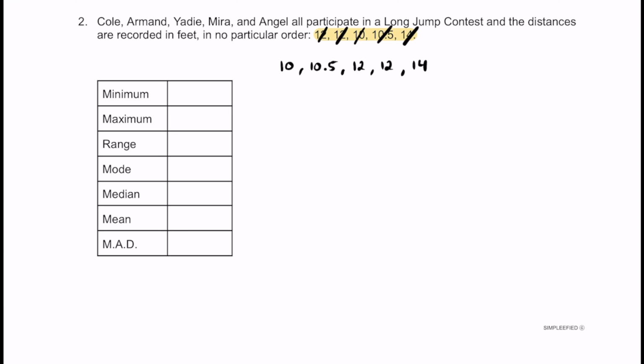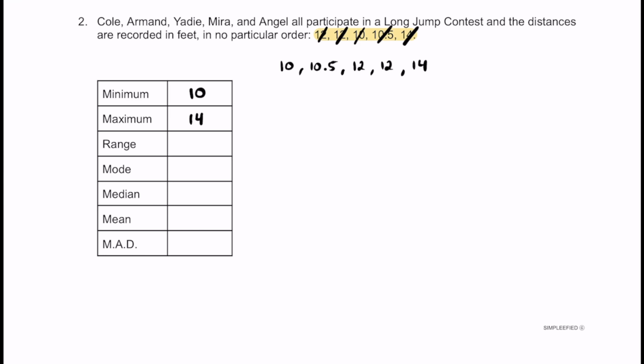So for the minimum, we can go ahead and say right away that's going to be 10 feet. That was the shortest anybody jumped here. And again, for this one, smaller numbers are not going to be as good. The higher numbers are going to be more impressive. So the maximum here is going to be 14. So someone jumped 14 feet.